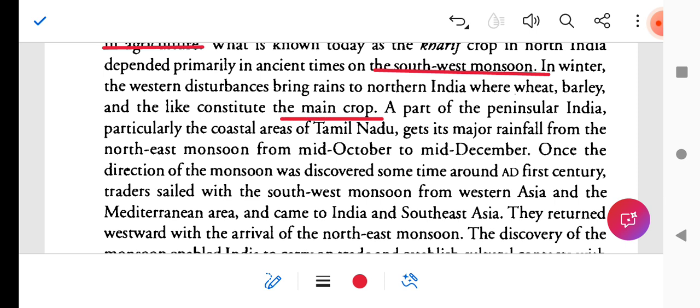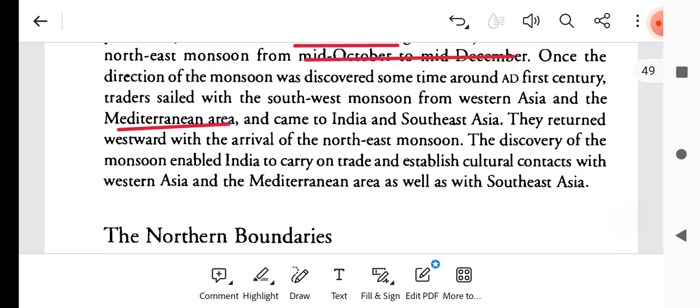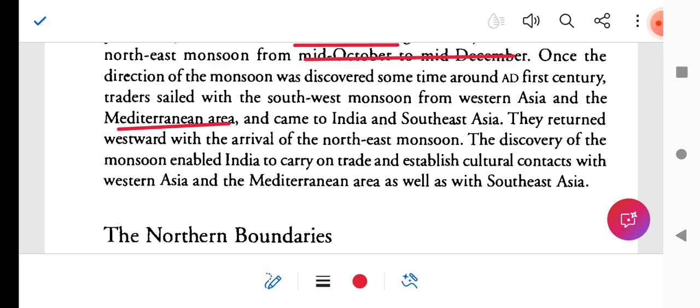A part of peninsular India, particularly the coastal areas of Tamil Nadu, gets its major rainfall from the northeast monsoon from mid October to mid December. Once the direction of the monsoon was discovered sometime around the 1st century AD, traders sailed with the southwest monsoon from Western Asia and the Mediterranean area and came to India and Southeast Asia. It is an interesting story of how traders came to India through the ocean.